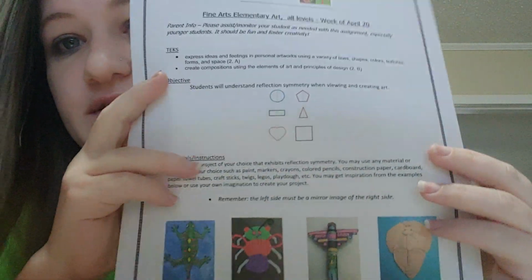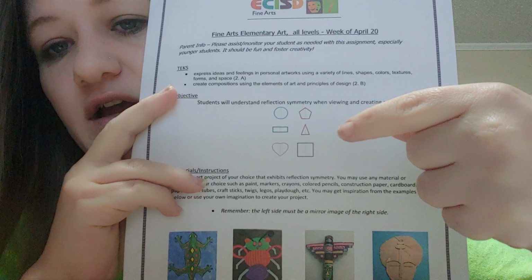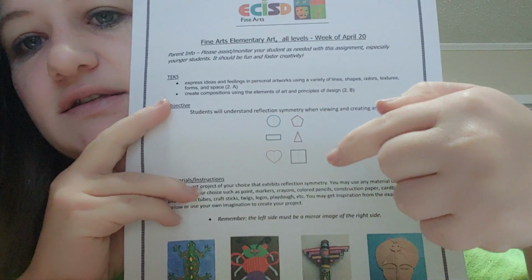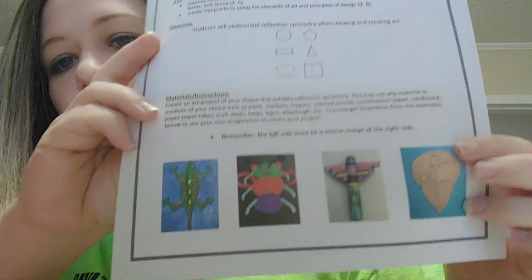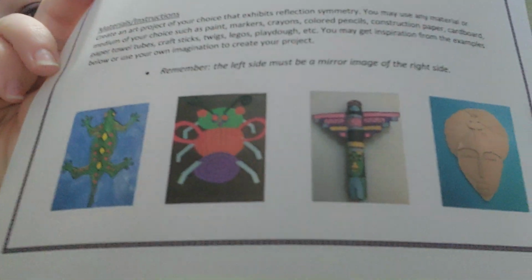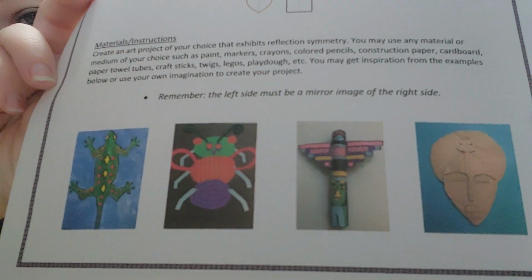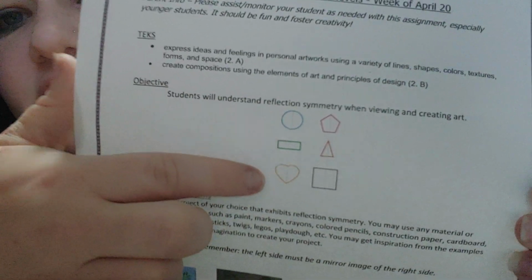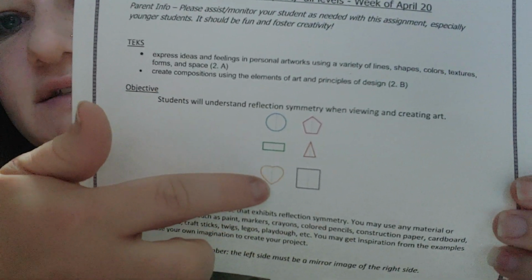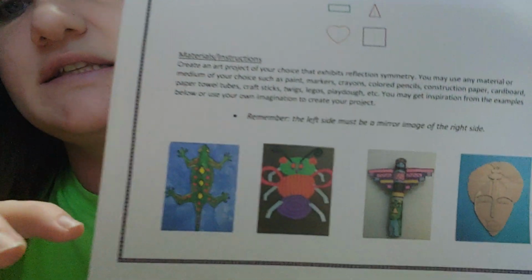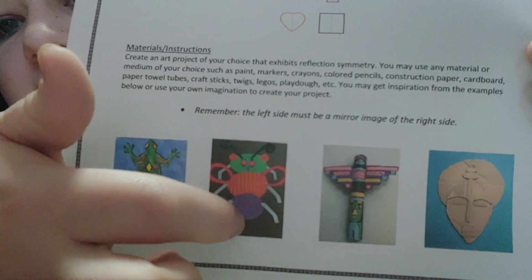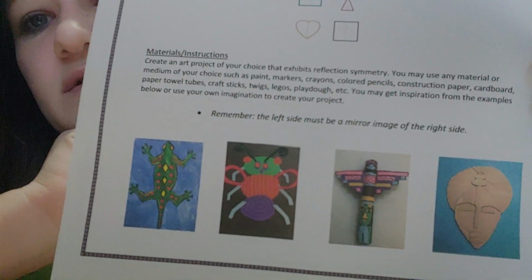So symmetry is whenever you have a shape of any kind. Obviously they're not all going to be these basic shapes, but these are some ideas. And when you take those shapes and you draw a line down the middle or fold it in half, it's the same on both sides. Everything lines up and matches on both sides. So if you were to draw a line down this bug right here, everything is the same.